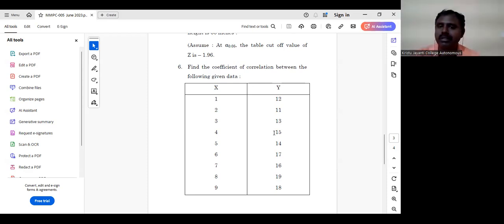That we will use. If you are using Pearson's, you have to find small x, small y, small x squared, small y squared, and small xy. All the values you have to calculate, and then write the formula r equal to the sum of small xy divided by the square root of the sum of small x squared into the sum of small y squared. That formula you have to use. Is it clear?